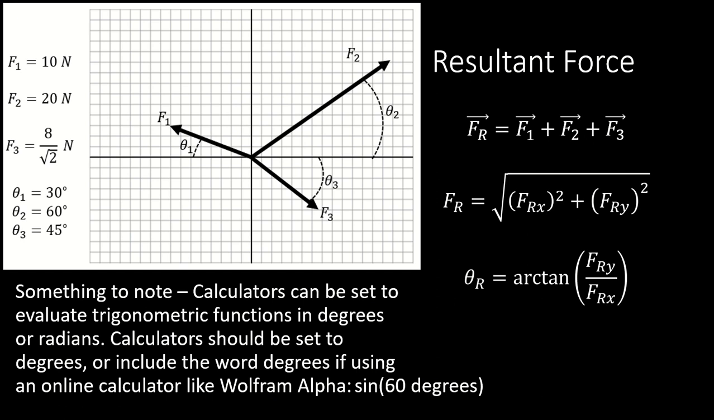And if you're using Wolfram Alpha, just type in sine 60 degrees in parentheses or cosine 60 degrees. Just include the word degrees and then it will calculate it correctly in the right settings.